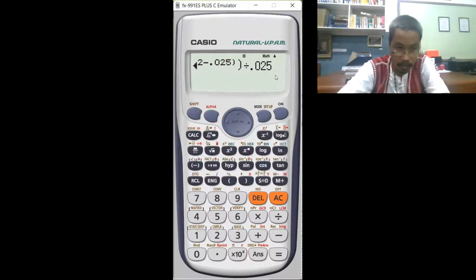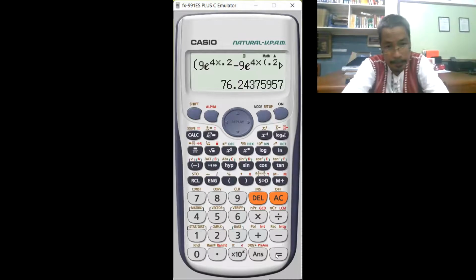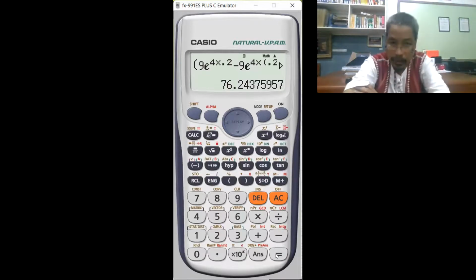So therefore, we can press the equal sign, and the answer is 76.24376. And if you have the given table, you can verify that this is the correct answer. Okay? Very easy, no? Very easy. We can immediately do that.